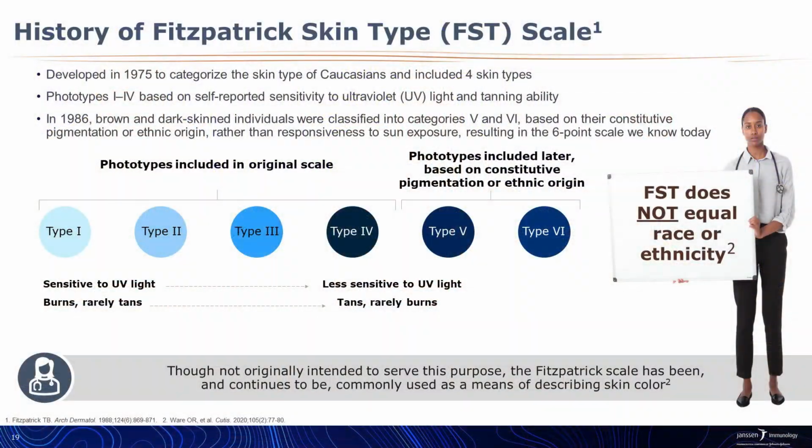Tom Fitzpatrick was a legendary dermatologist, and certainly the Fitzpatrick skin type, or what we call FST scale, was developed by him in 1975. And this characterizes different skin types of Caucasians, but really their response to UV exposure. So there are 4 types of skin types that were based on self-reported sensitivities to UV light and tanning activity. This scale was updated in 1986, because we know it's got 6 components. So in 86, brown and dark-skinned individuals were classified into categories 5 and 6 based on their pigmentation or their ethnic origin rather than on their responsiveness to sun exposure. And so this resulted in what we know as our 6-point scale.